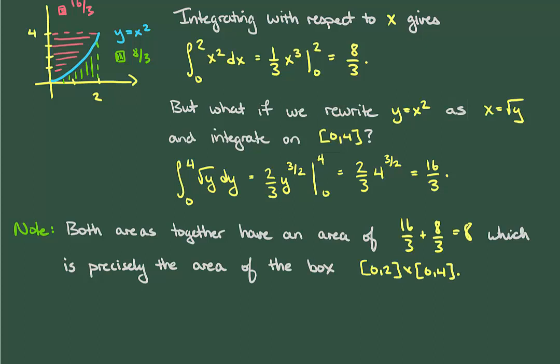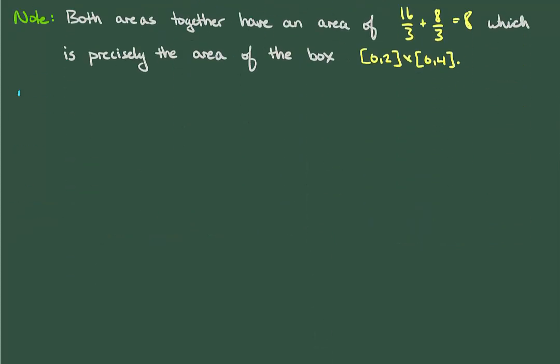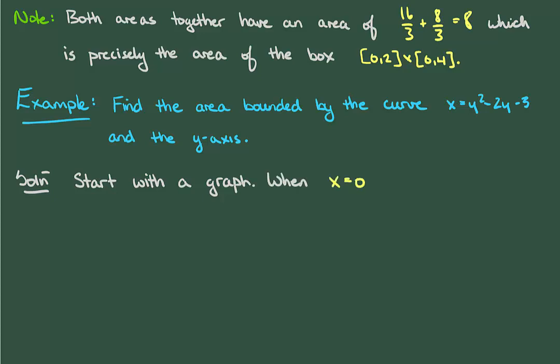Now I mentioned that we tend to use this when we're given awkward shapes, but y equals x squared isn't very awkward. So here's something that is. Let's find the area bounded by x equals y squared minus 2y minus 3 and the y-axis. Again, it won't be necessary to complete the problem, but I always like to graph these things out. If we set x to be 0, we'll get the y-intercepts, and factoring the equation shows us that the y-intercepts occur at -1 and 3.